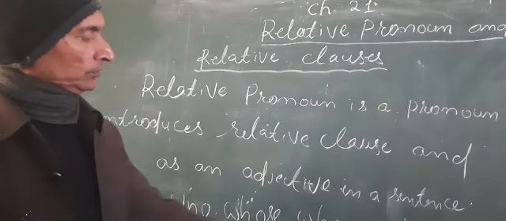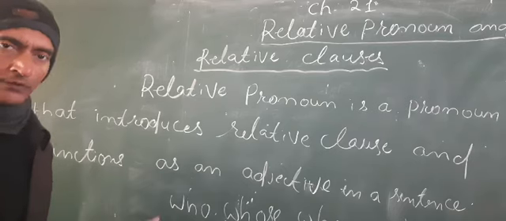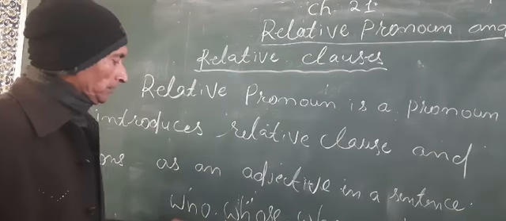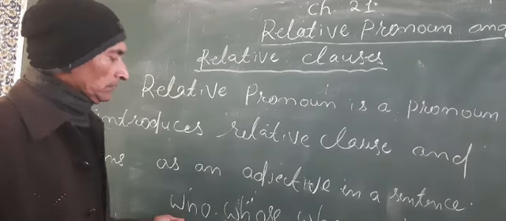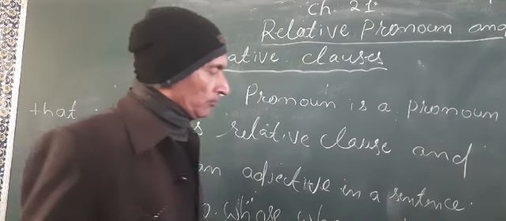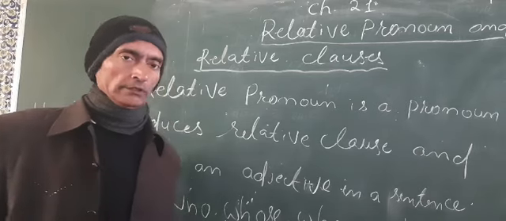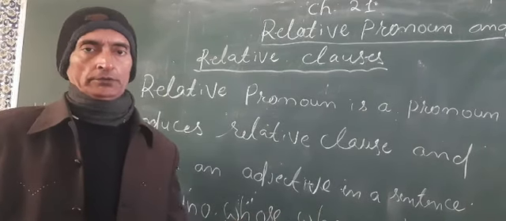who, whose, whom, which, that. These are called relative pronouns. So it is very easy. It is very easy to learn for you. Okay, just repeat: who, whose, whom, which, that. These are called relative pronouns. Actually, these relative pronouns introduce a relative clause.